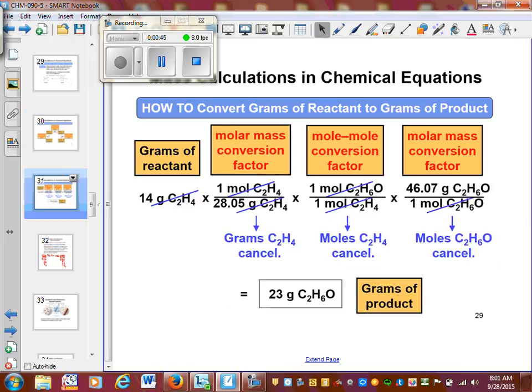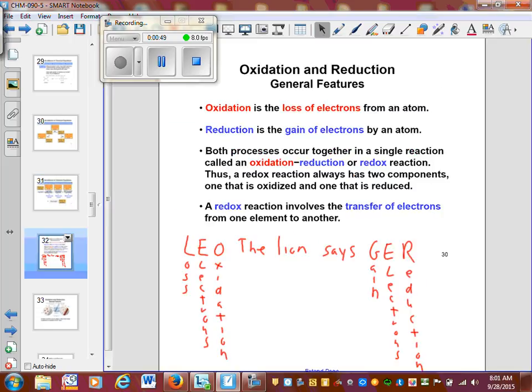And this is from the previous problem. Well, let's go down here. Now we're going to start a completely different topic. Oxidation and reduction.